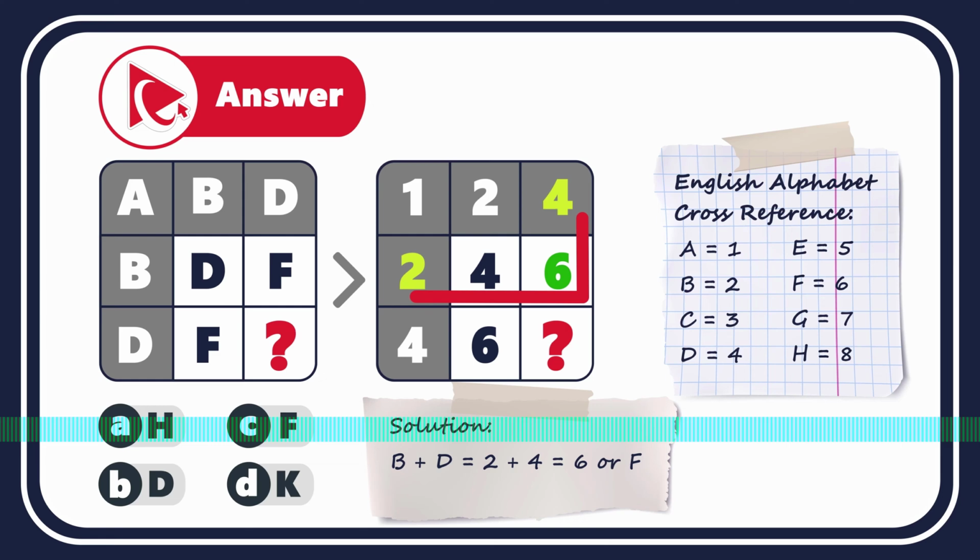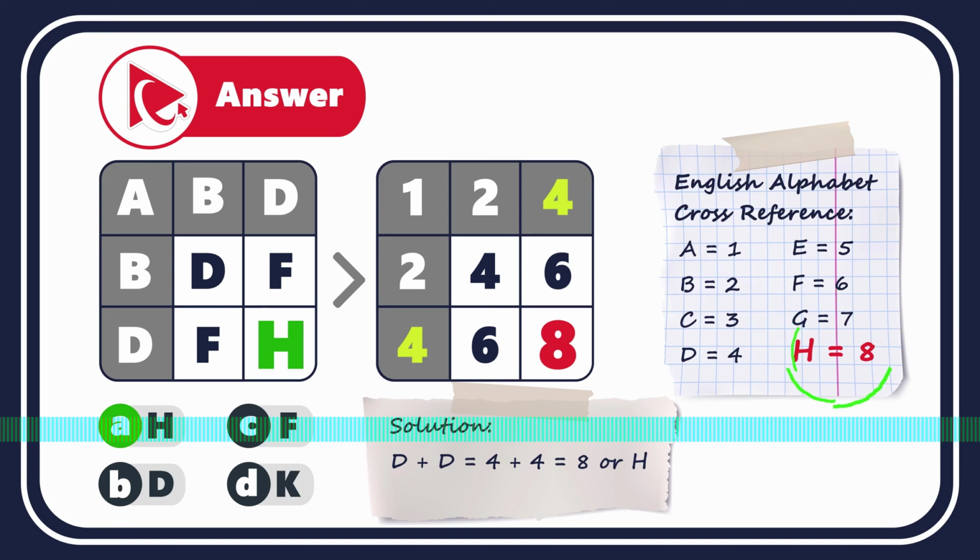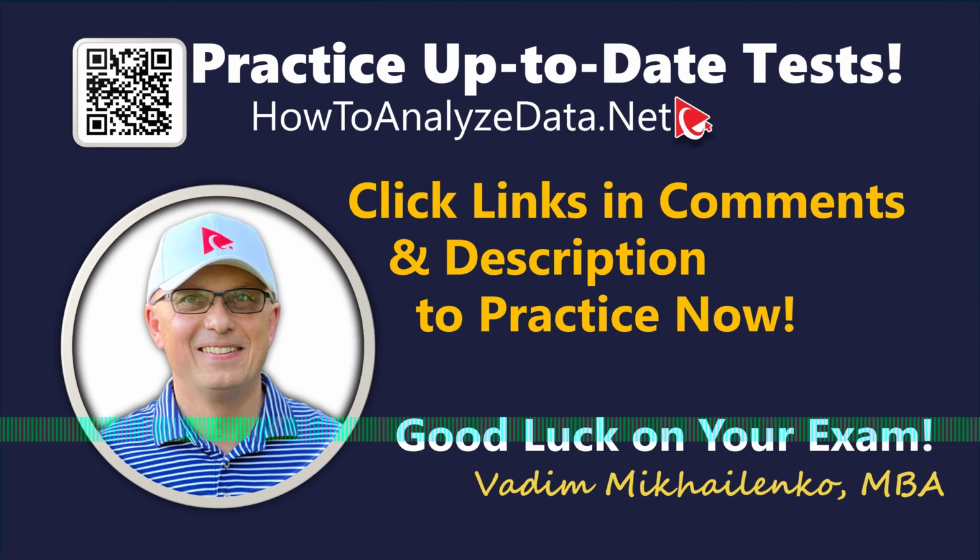This is the result of the calculation in the third row, which would mean that the missing number at the intersection of 4 and 4 will be calculated as addition of 4 plus 4, which would be equal to 8. So the correct answer here is choice A, H, because H is the letter that corresponds to the number 8.